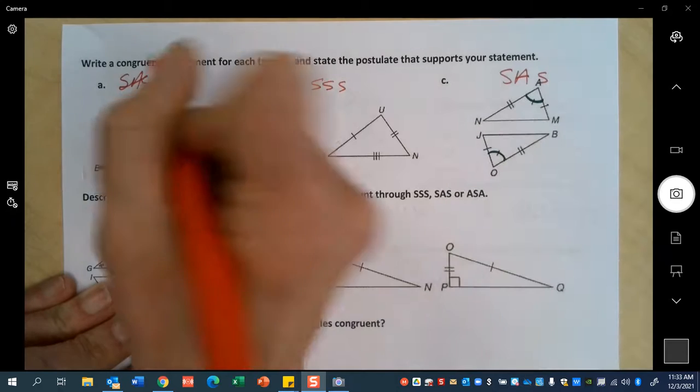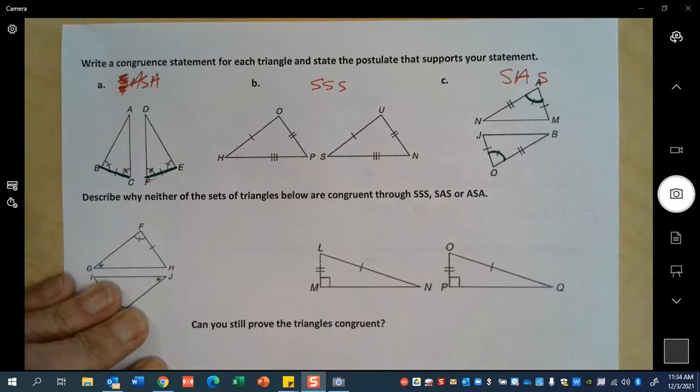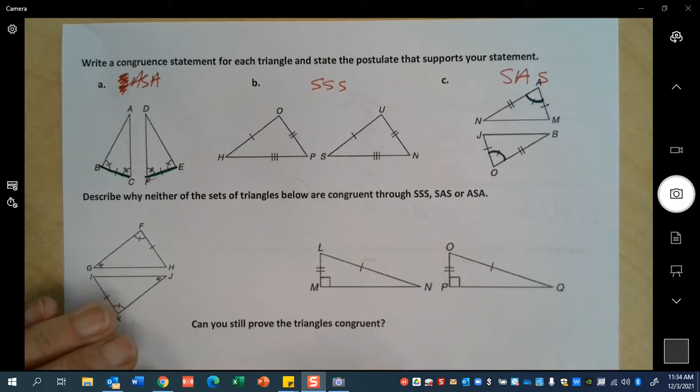How was the first one side, angle, side? Isn't that angle, side, angle? I knew that wasn't right. How's that? Because there's two angles and one side. Absolutely.